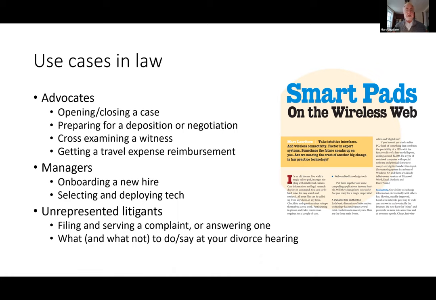And for things like opening and closing a case, administrative processes, preparing to depose somebody or to negotiate on behalf of your client. All these things, there's routine steps, tasks that one ought to do as a best practice to do that kind of a job. And a checklist is one way to organize your activities so you're doing the right thing. And then there's things like getting a travel expense reimbursement, which some people find very, very painful. Managers often need to onboard new hires or offboard people who are leaving. There's interesting, complex processes involved in choosing, procuring technology and services, and then deploying the results.